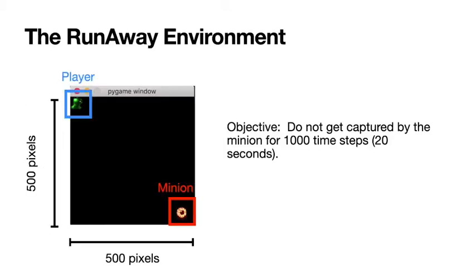So the Runaway environment is a game in which the agent plays as a green slime and is chased by an evil eye minion. The player has to avoid the minion for at least 1,000 time steps in order to win. The agent has the upper hand though. It's faster than the minion, however, the minion is persistent and the game board is small, being only 500 pixels squared. So avoiding the minion can prove a difficult task.